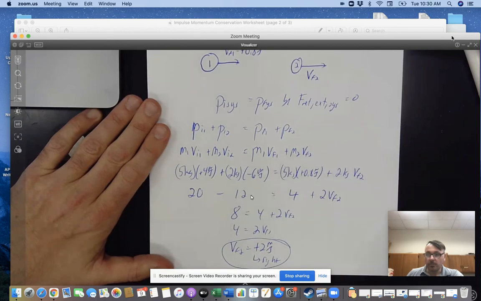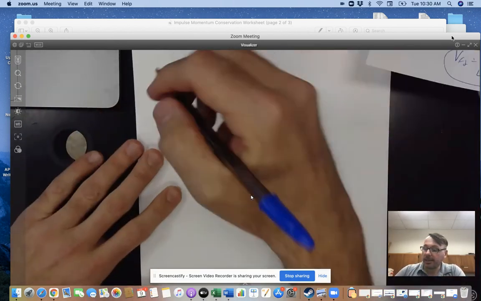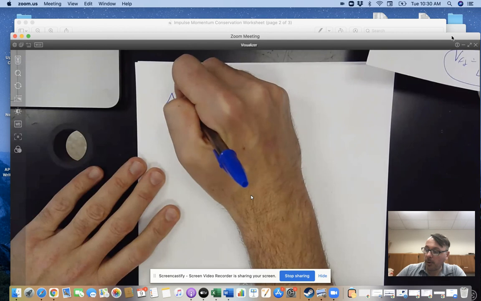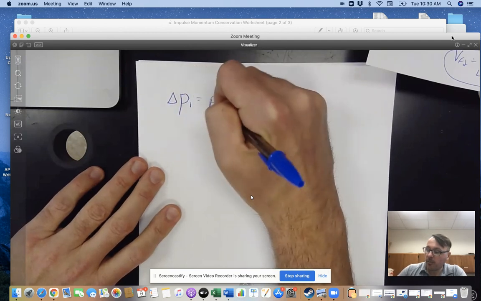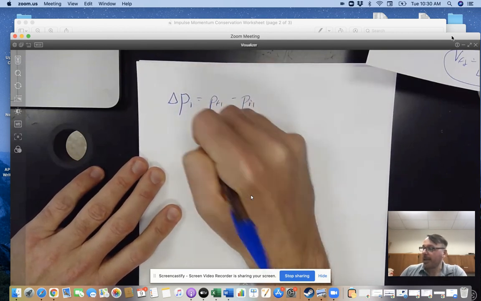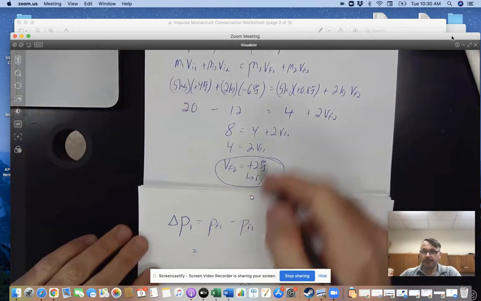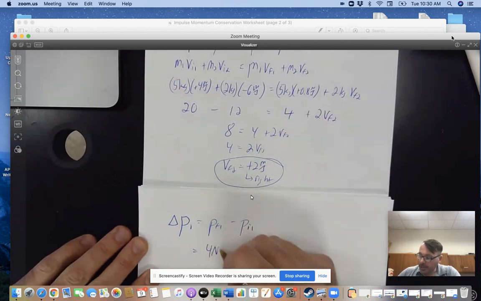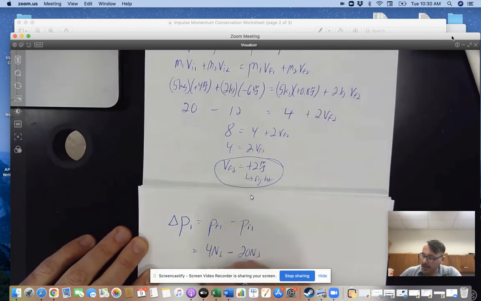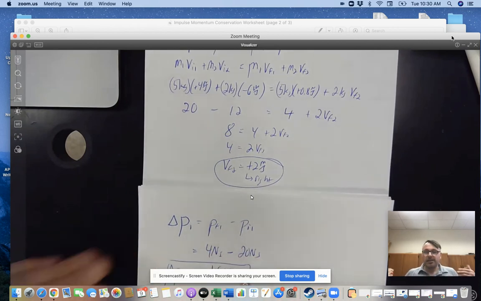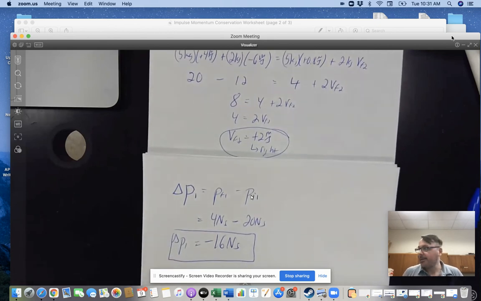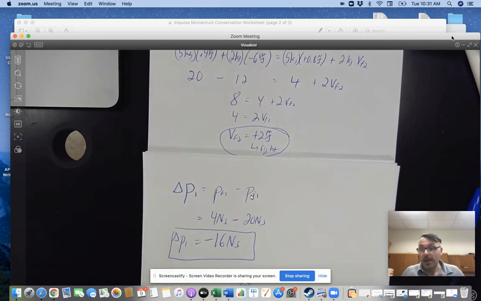Awesome. And so now I want to know what the impulse on the 5 kilogram ball is. So that's delta P1, and that's PF1 minus PI1. Looking at that, I've already calculated those numbers, so I can steal the 4 there. So 4 Newton seconds minus 20 Newton seconds gives me negative 16 Newton seconds, and I am done with that. So sometimes stealing the work is a really great thing to do, and thinking ahead about whether I need to do these intermediary calculations so I can steal the work. So that's how we do these problems.